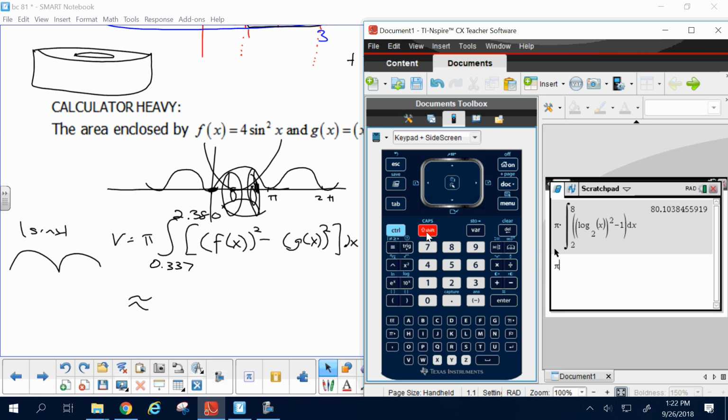something like 5, shift plus 8, I think sine is first, plus square.